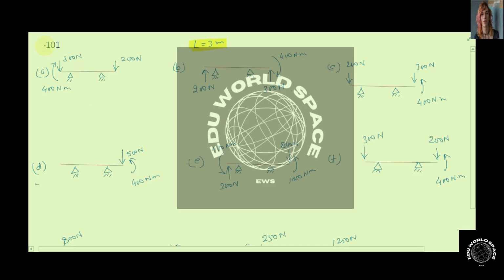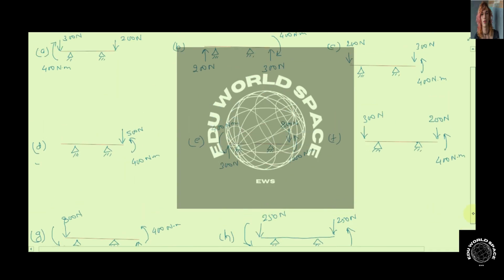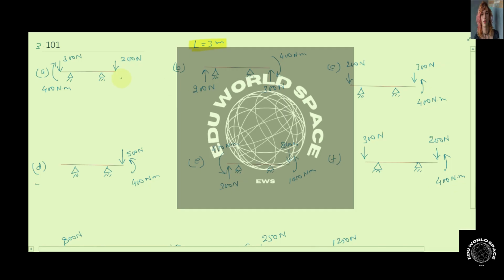Problem 3.101. In this problem, 8 cases are given, and in each case we have to find the equivalent force-couple system at point A. In each of these diagrams, the left end is representing point A and the right end is representing point B.